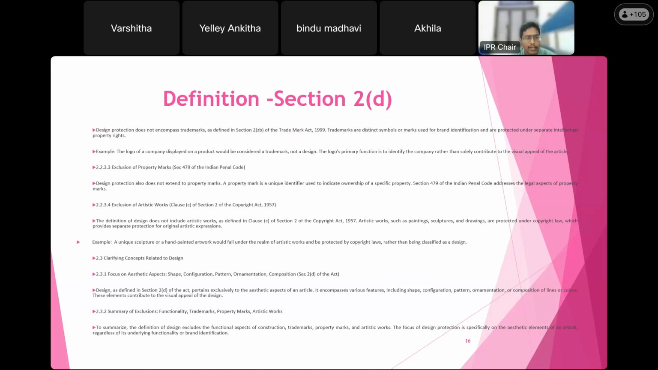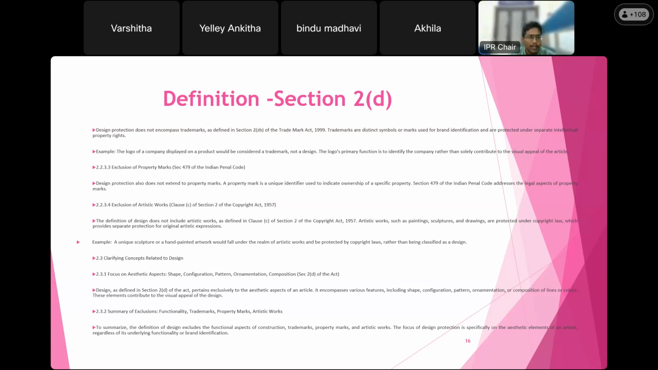And another exclusion is artistic work. As I said earlier, artistic work is defined under the Copyright Act, so this one also is not protected. What is artistic work? It's something like paintings, sculptures and drawings. Copyright protects only expression. It does not protect the functionality, the aesthetic appeal, or brand or goodwill reputation. So it only protects the expression. And these kinds of expressions, like artistic works, also cannot be protected under design.